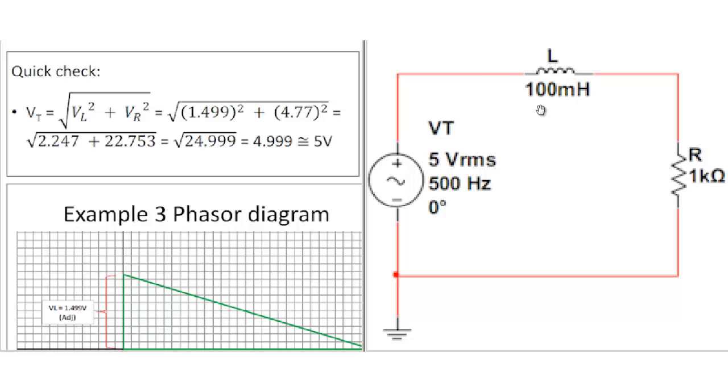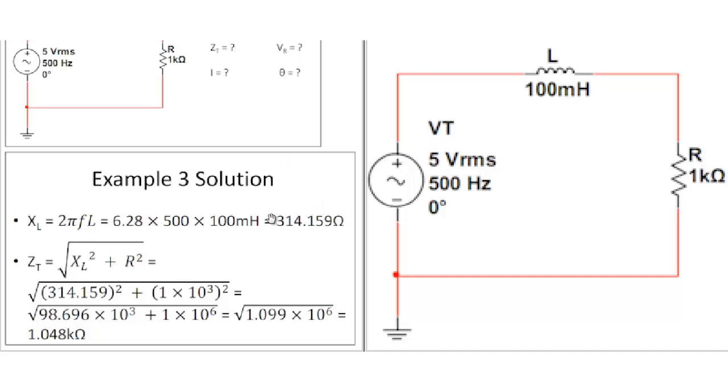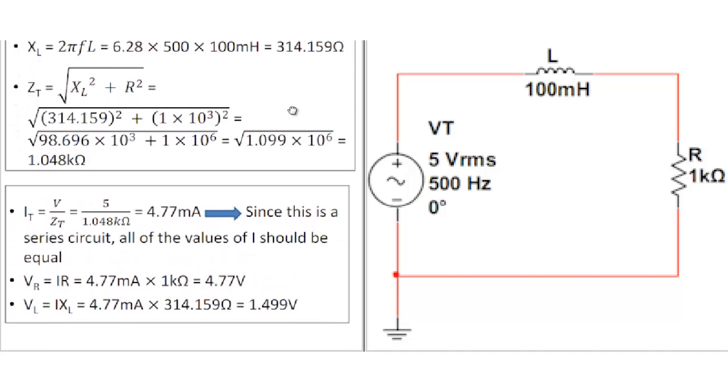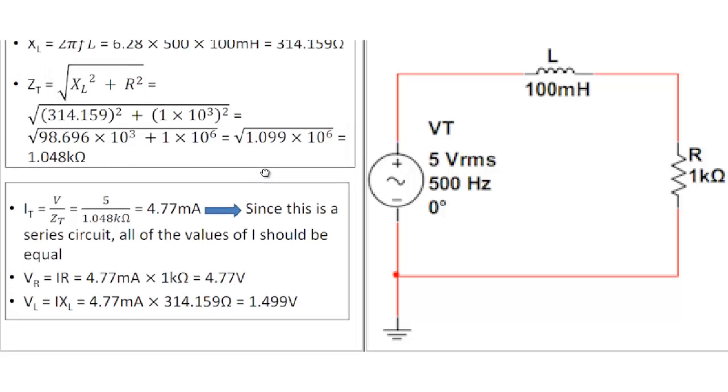If you find the voltage drop of the inductor and you find the voltage drop of the resistor, you throw it into Pythagorean, and then you get, well, in this case 4.999 volts, which is very close to 5 volts. But going back over here now, once you find the total impedance, now why find the total impedance? Because now you can use Ohm's law. And now that you're at that point, everything becomes sort of academic. You take the total voltage, divide it by the total impedance, and you get the total current flow.